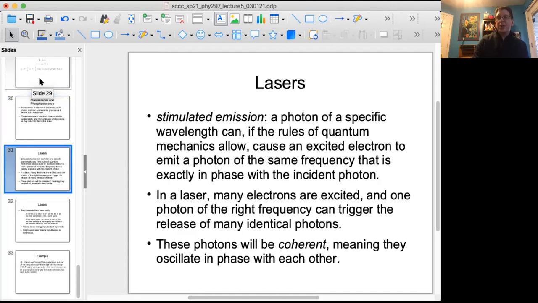And the last thing we're going to talk about today are lasers. And lasers work under the principle of stimulated emission. So a photon of a specific wavelength can, if the rules of quantum mechanics allow, cause an excited electron to emit a photon of the same frequency that is exactly in phase with the incident photon.